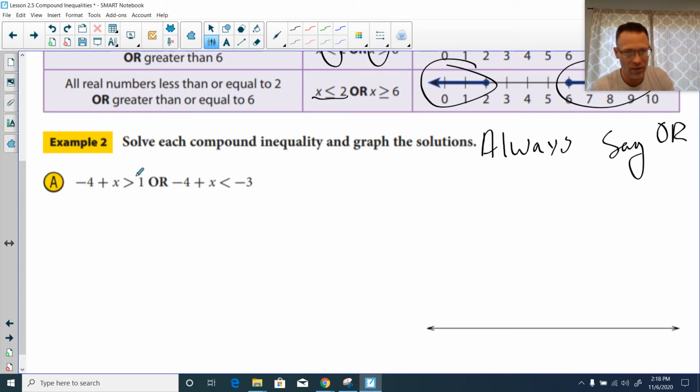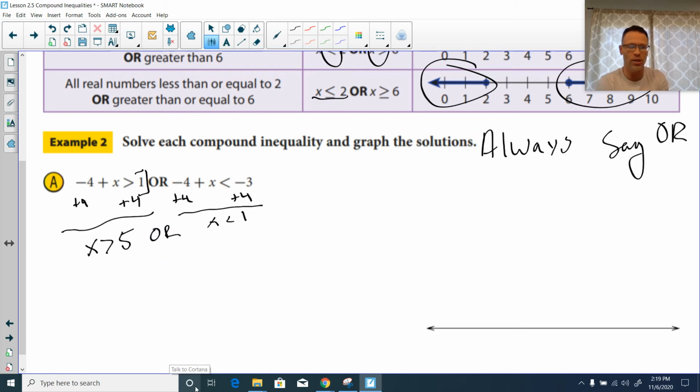If I look at this one, okay, what do I have to do? Well, I have to add 4 to both sides. Plus 4, plus 4. That gives me x is greater than 5. And I still have that same negative 4 plus x. I'm going to add 4 plus 4, and I get x is less than 1. What's my connecting word? OR. Done. This is my final answer.